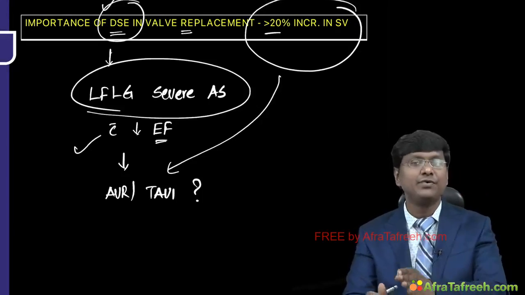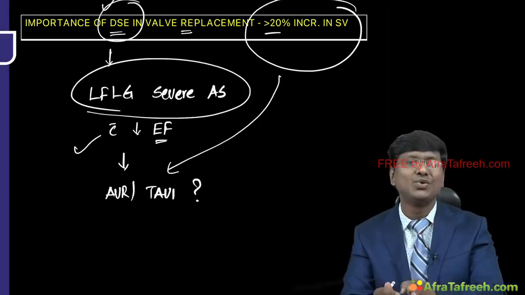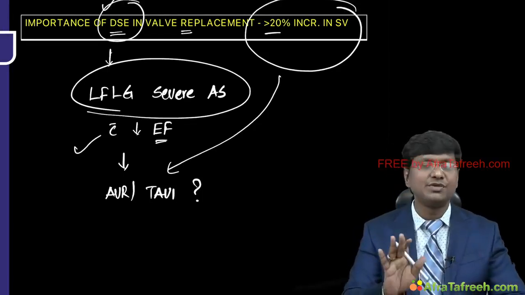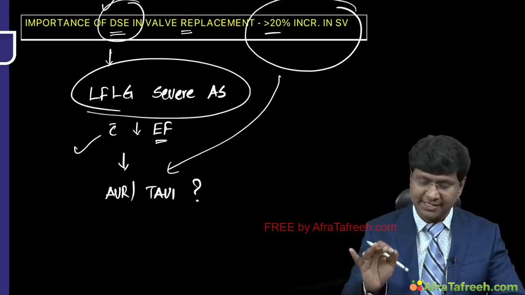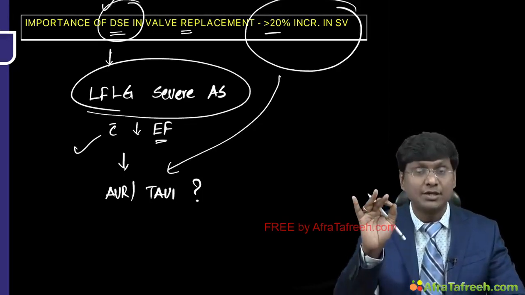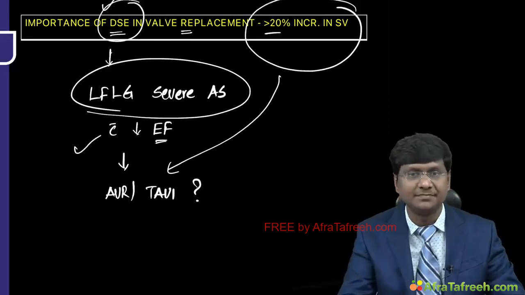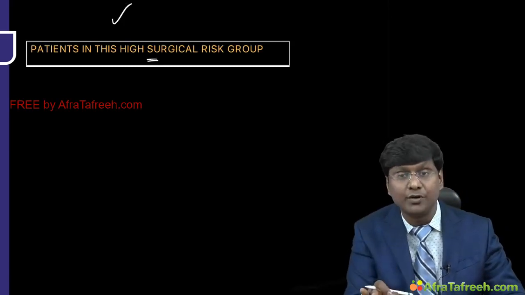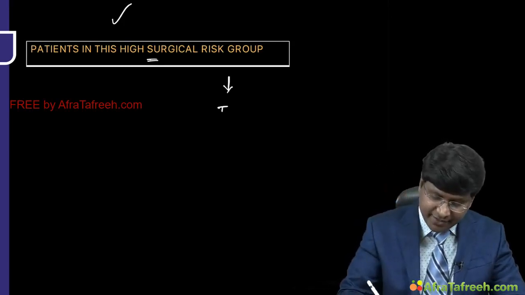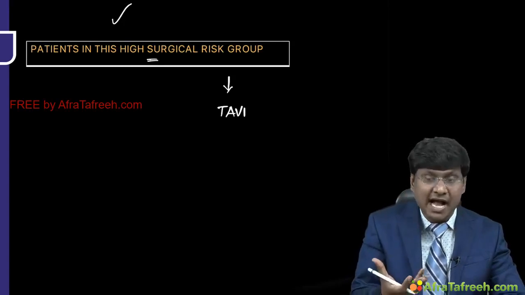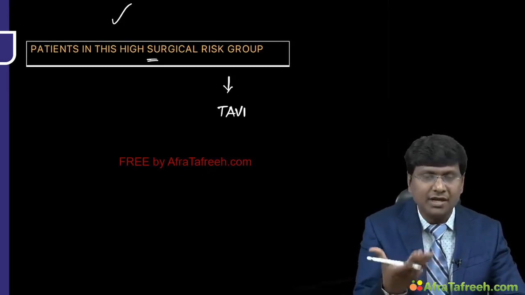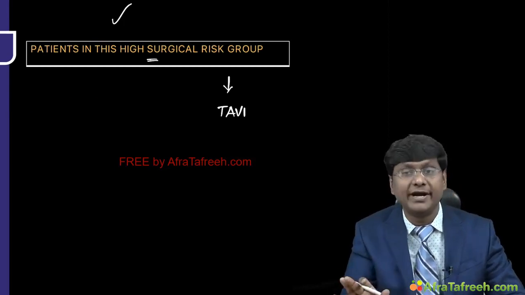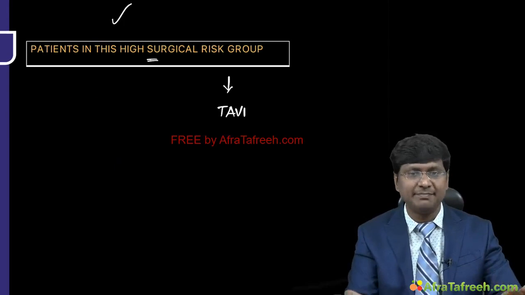Okay. So the purpose of doing dobutamine stress echo is whether to do surgery or not in a patient with low flow, low gradient severe aortic stenosis with reduced ejection fraction. If the DSE shows that there is increase in stroke volume more than 20%, then go ahead with the surgery. Right? Then patients in this high surgical risk group are usually treated with TAVI because they are high risk individuals. They cannot tolerate that sternotomy as well as surgical aortic valve replacement. In them, better to go ahead with the transcatheter aortic valve implantation.